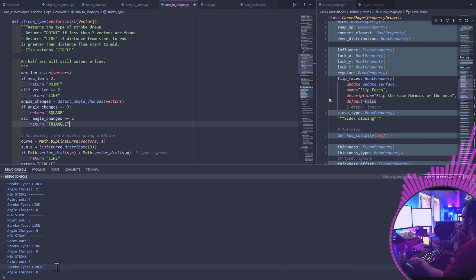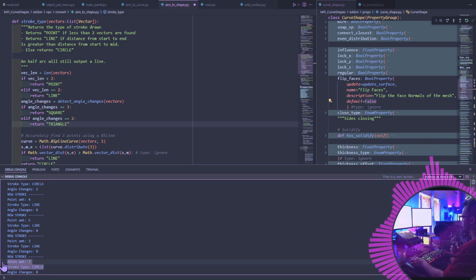This one gives me a circle using what I got up there. Asking if the distance between the start and the end is bigger than the distance between the start and the middle. And if that's false, which it is in this case, that's a circle.